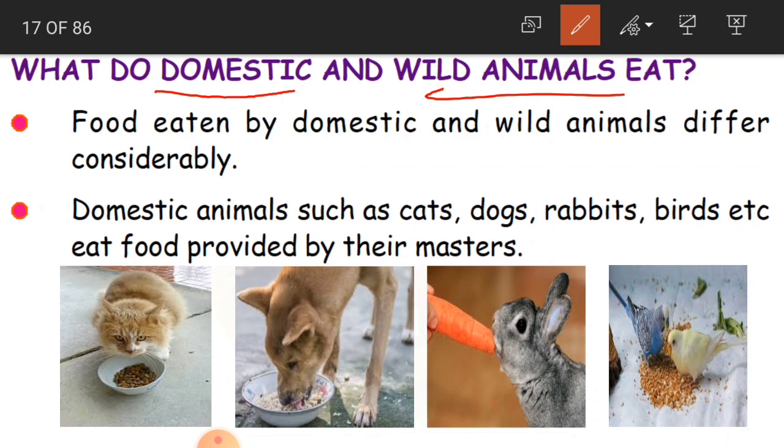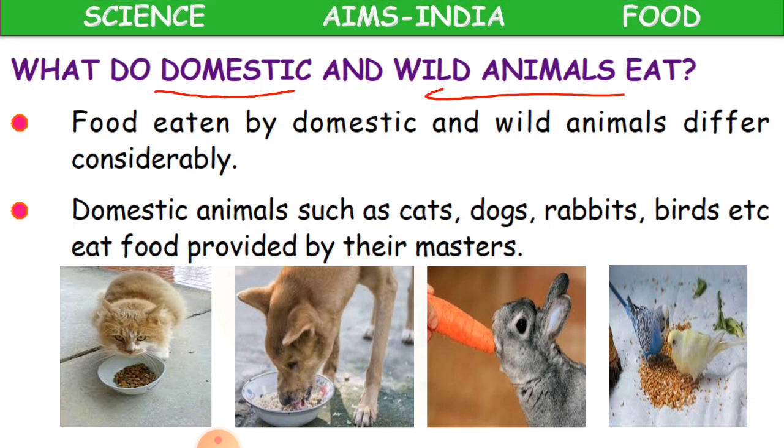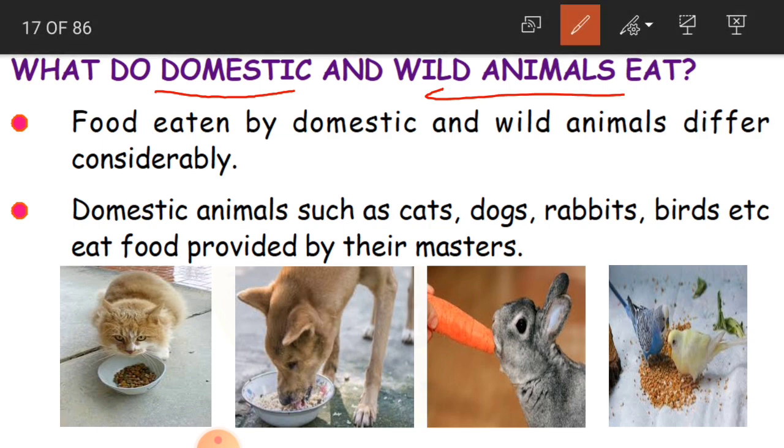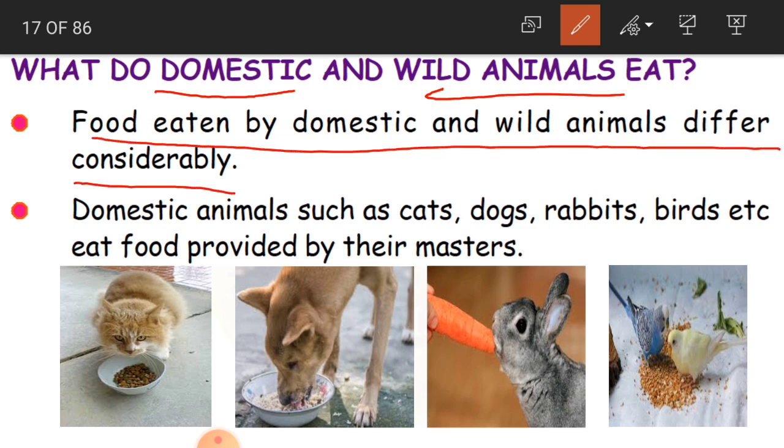And wild animals. Wild animals means which? Which are going to live in the forests, because they are wild. So they live in the forests. Clear, children? So what are they going to eat? We'll just see. Food eaten by domestic and wild animals differs considerably. So there is a difference between the food eaten by domestic and wild animals.